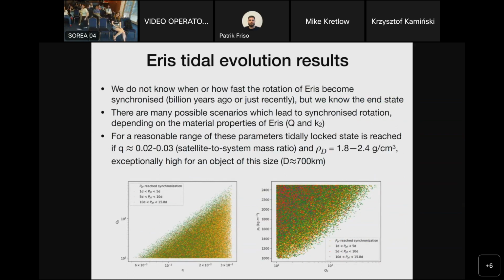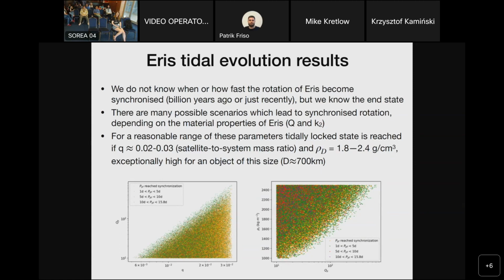If you run some very simple tidal evolution models, well, of course, you have to make some assumptions about how the system was formed and what was the original rotation period of Eris and so on. But basically, all runs of this model, I mean, these are here like 10,000 or even more runs of this model with different initial conditions.